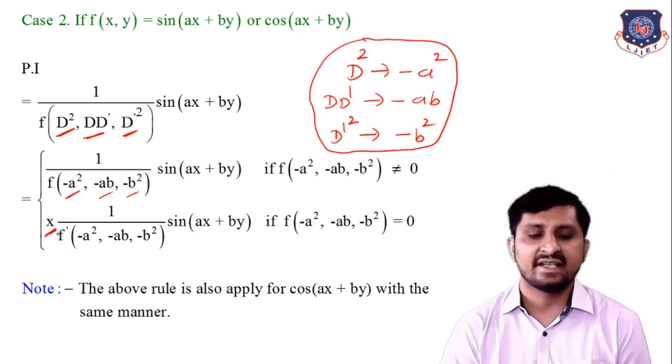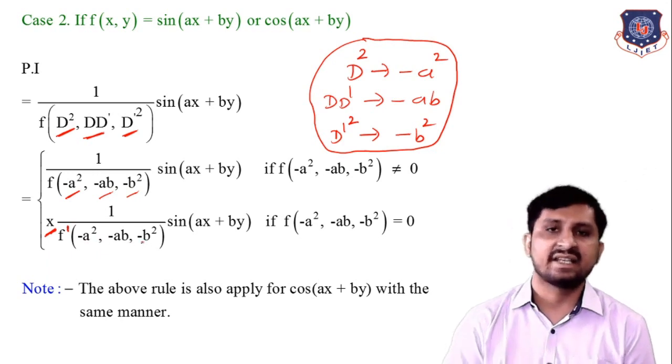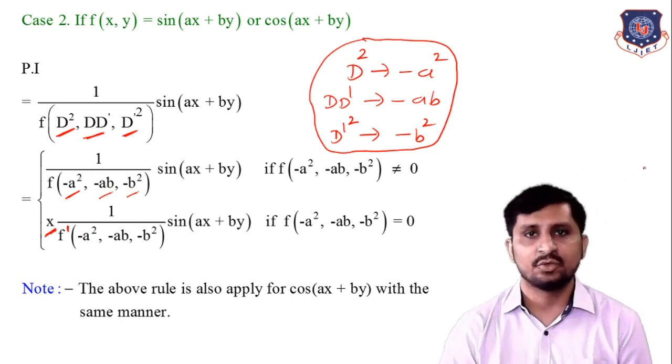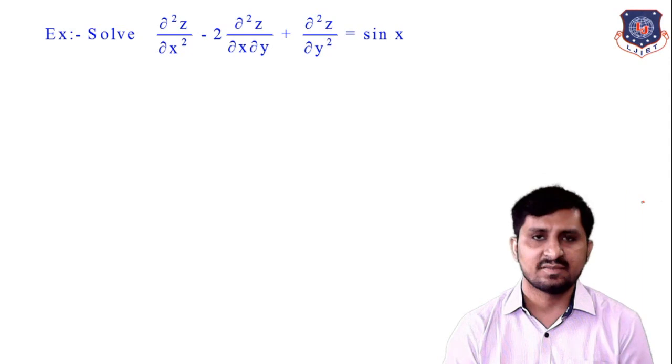So that's why I write here, suppose f of minus a square, minus ab, minus b square is equal to 0. Then apply this rule: multiply with x, 1 upon f dash, so this is f dash, of minus a square, minus ab, minus b square, sine ax plus by. So I hope you can understand this rule. Let's solve some examples. So this is my first example.